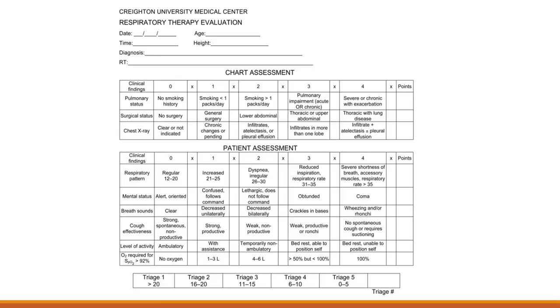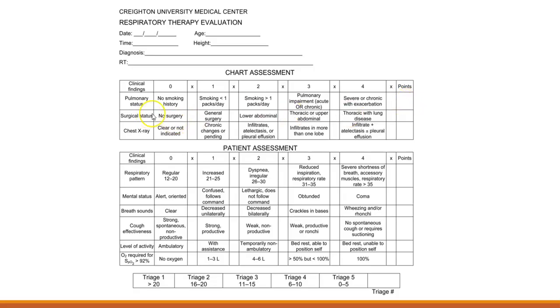When you look at this assessment, there are 2 parts to it. There is the chart assessment, where you're looking at the chart, and there is the patient assessment, where you are assessing the patient. So I'm going to look at the chart and say, under pulmonary status, do they have a smoking history? And if they do, let's say they smoke more than 1 pack per day, then I'm going to put an X in this little box, and that's worth 2 points.